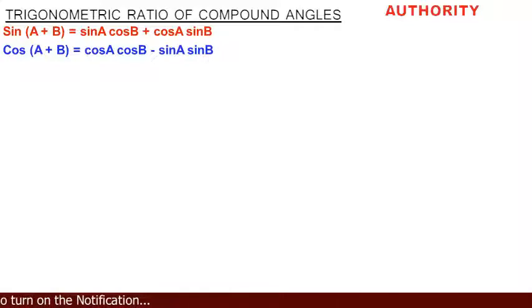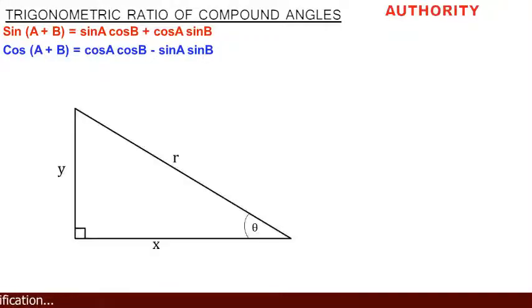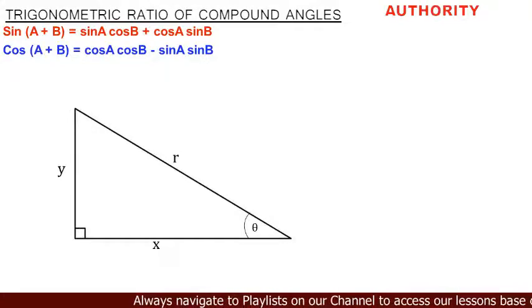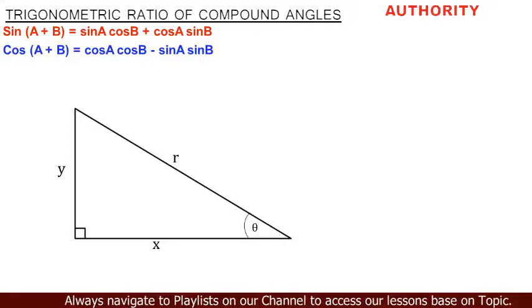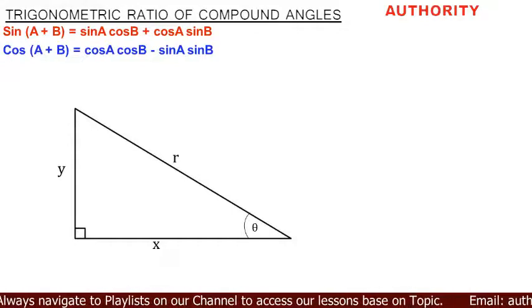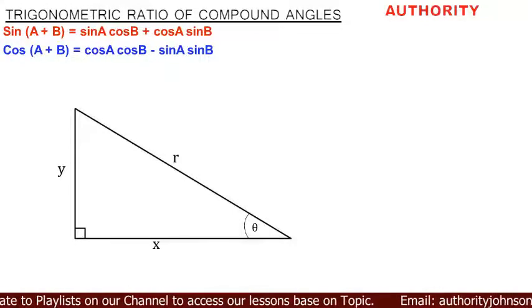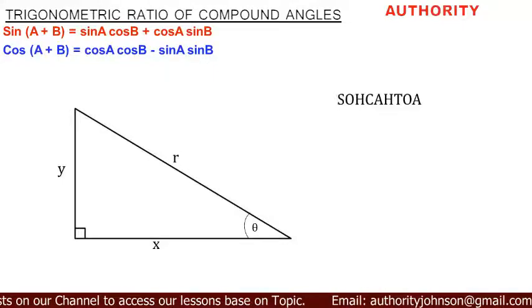Now let's go. We have a right angle triangle. Let's take a look at this right angle triangle. We have our X, we have our Y, then we have our R. Okay, good. And then we have our theta. Now let's assume we want to find our X and then our Y.